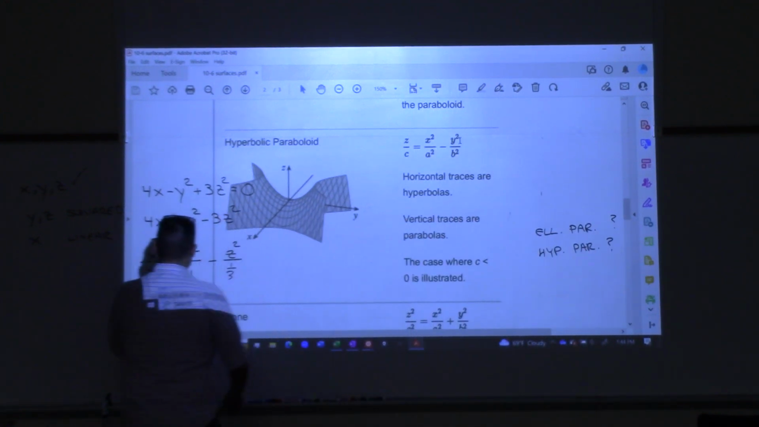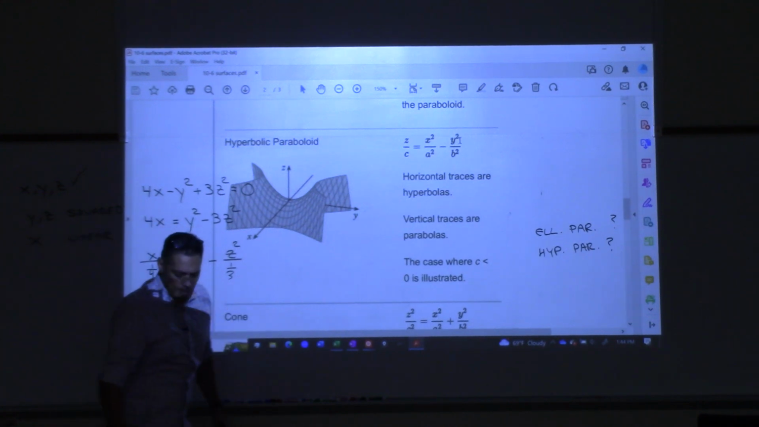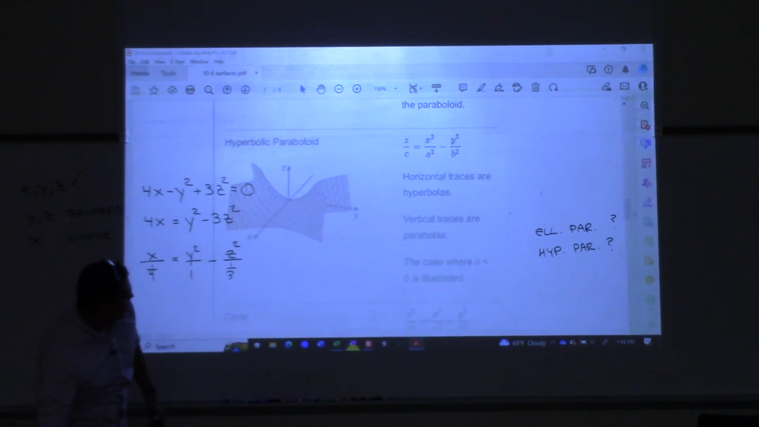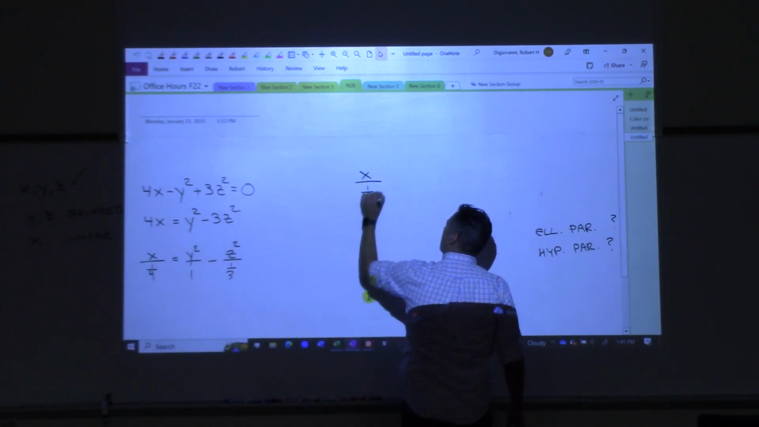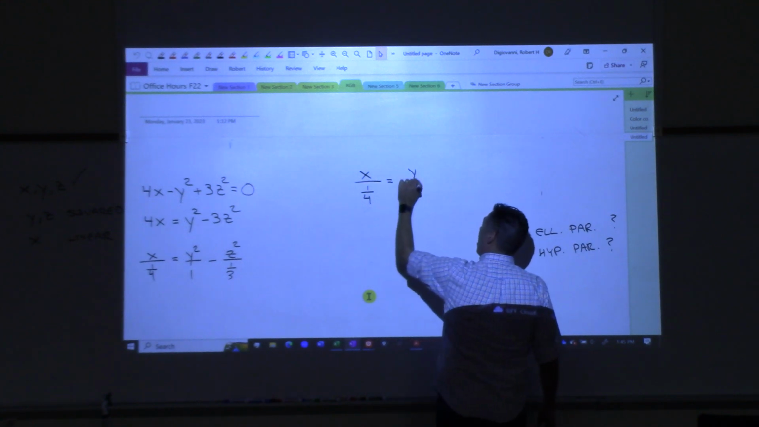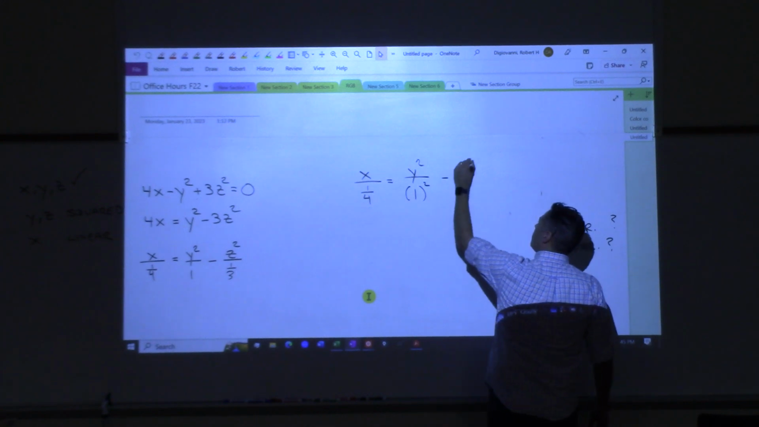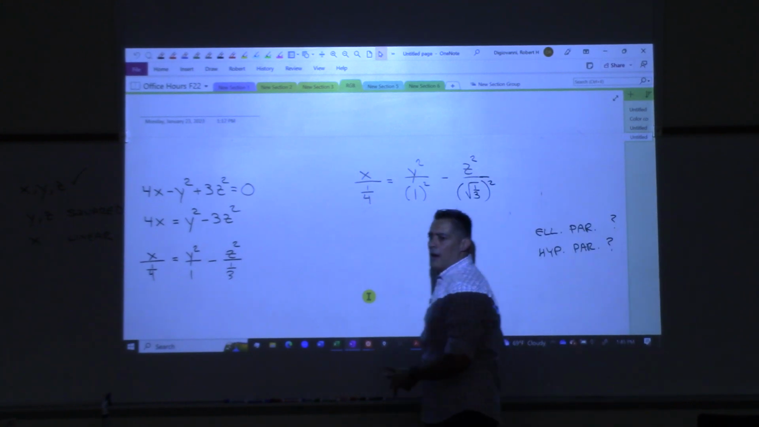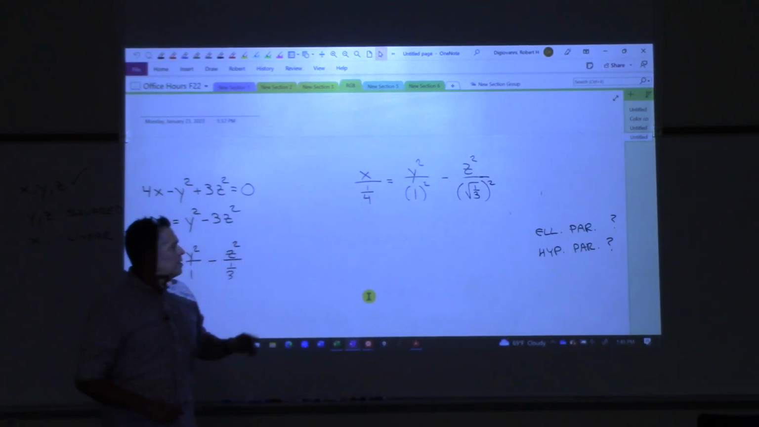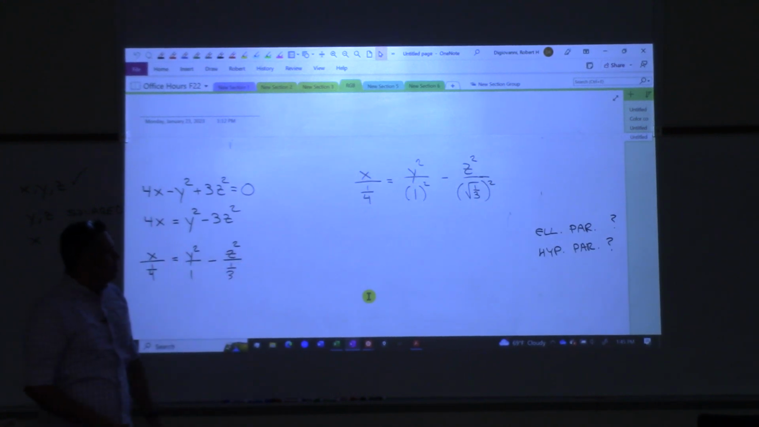And then I just need to look at these two as something squared. So I think my last line here, I'll have x over 1/4 equals y squared over 1 squared minus z squared over the square root of 1/3 squared. There we go. That would be the standard form for that. What is this thing? A hyperbolic paraboloid.